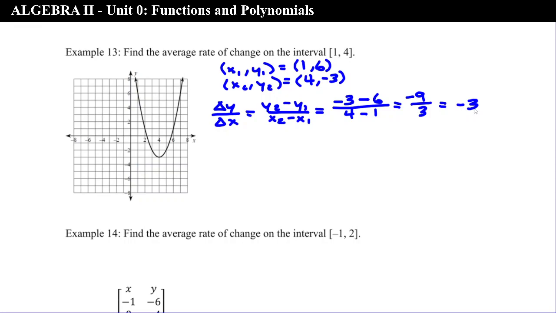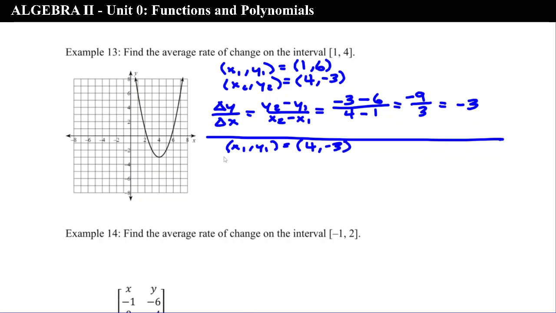Now, the question may come up, would it matter if we swapped these two ordered pairs and made 4, -3 our 1s and 1, 6 our 2s? Well, let's find out real quick. Okay? So let's say x1, y1 was 4, -3. And let's say x2, y2 is 1, 6. Well, let's plug this into our formula. Okay, so you have change in y over change in x, and this is y2 minus y1 over x2 minus x1.